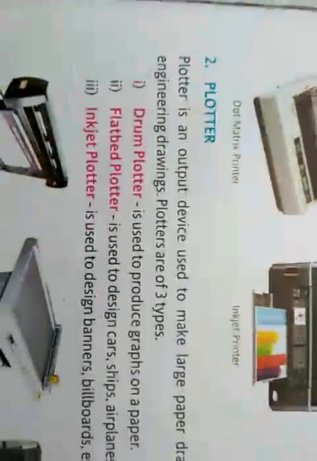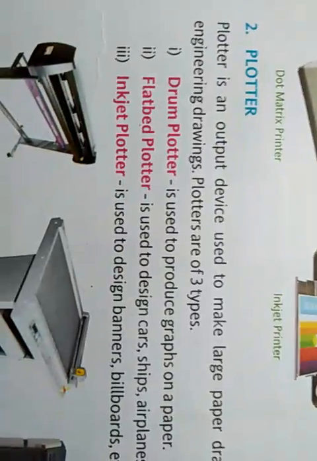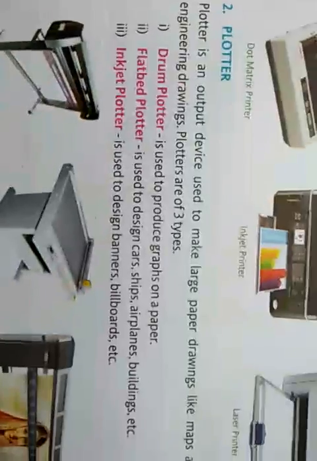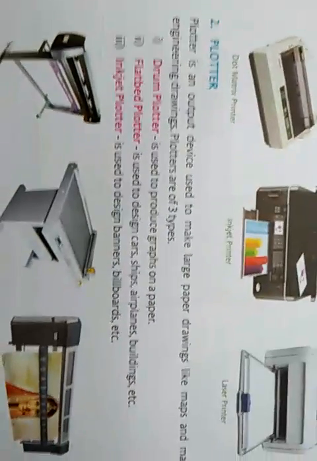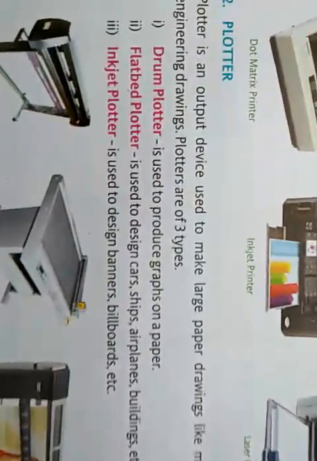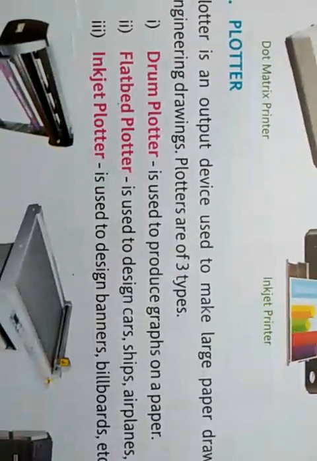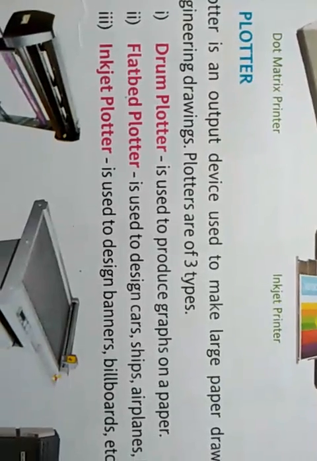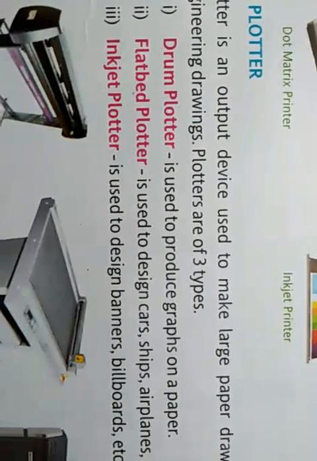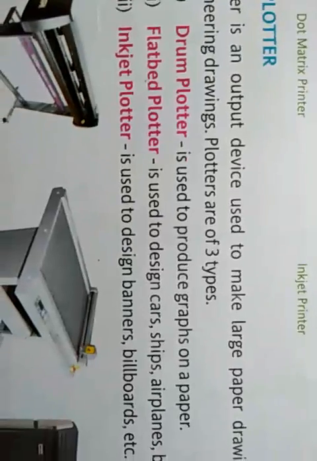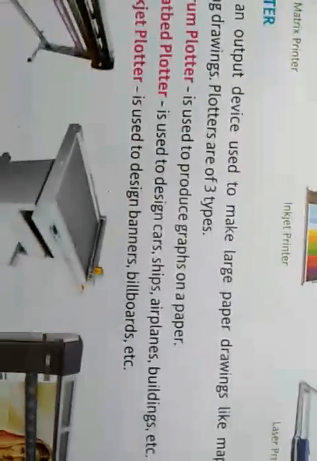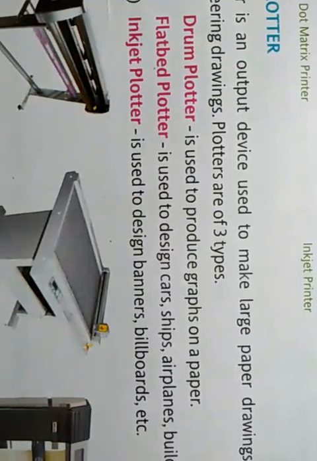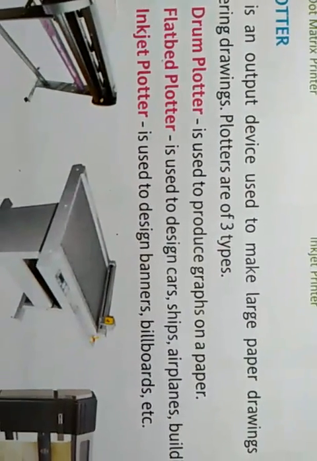Second category of output device is the plotter. A plotter is an output device that is used to make large paper drawings like maps and many engineering drawings. There are three categories of plotter. Number one is the drum plotter. The drum plotter is used to produce graphs on paper, whereas the flatbed plotter is used to design cars, ships, airplanes, buildings, etc. Third category is the inkjet plotter, used to design banners, billboards, etc.